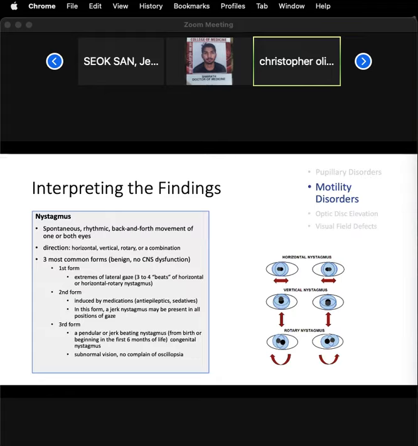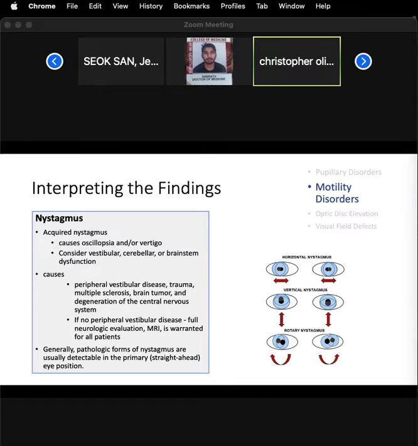The third form is usually congenital. It's a pendular or jerk nystagmus. So it's like a clock pendulum. So congenital, they got used to it. So there is no complaint of oscillopsia. They have some condition.